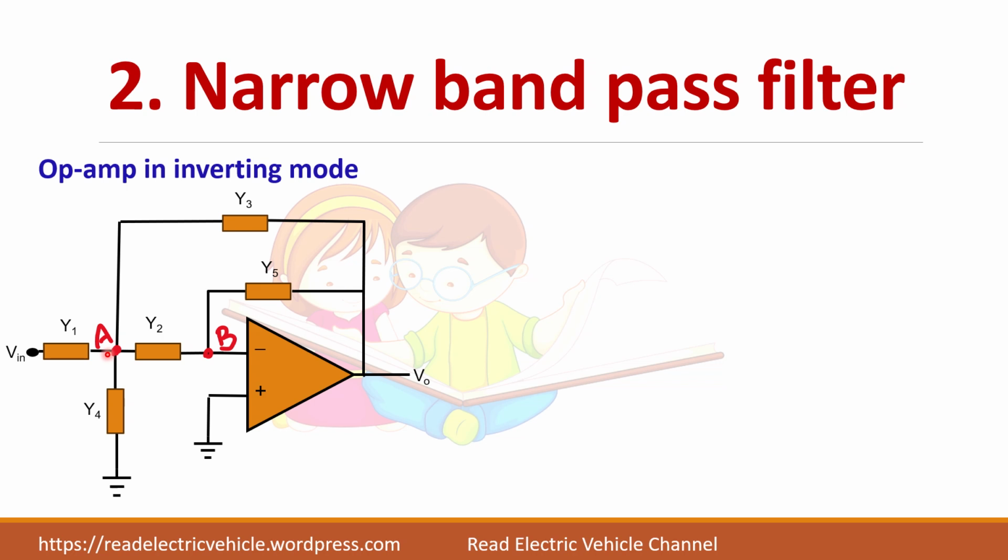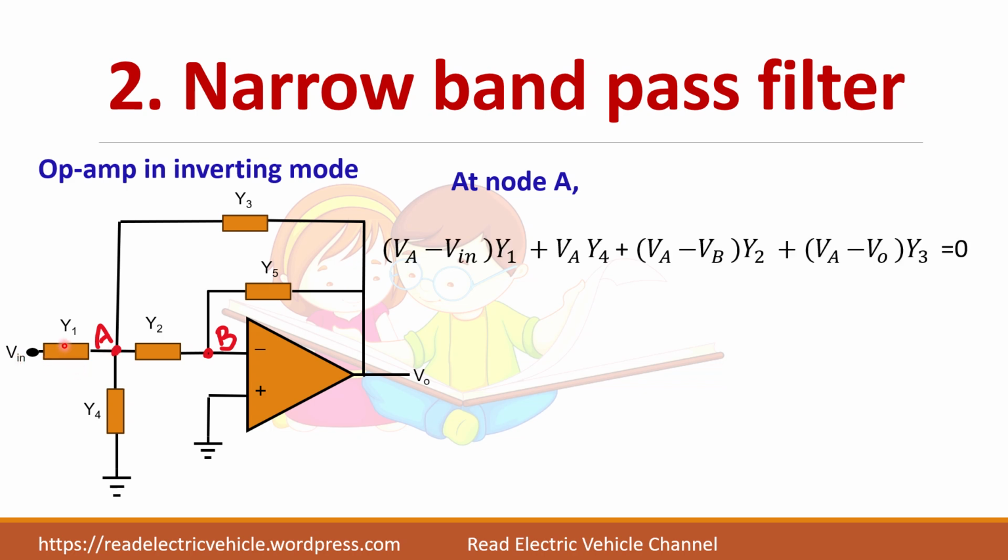So let us start with node A. We will write the nodal equation. To node A, there are four components connected: Y1, Y4, Y2 and Y3. So VA minus Vin into Y1 plus VA, this is ground, so VA into Y4, plus VA minus VB into Y2, plus VA, which is connected to output V0, so VA minus V0 into Y3 is equal to 0.